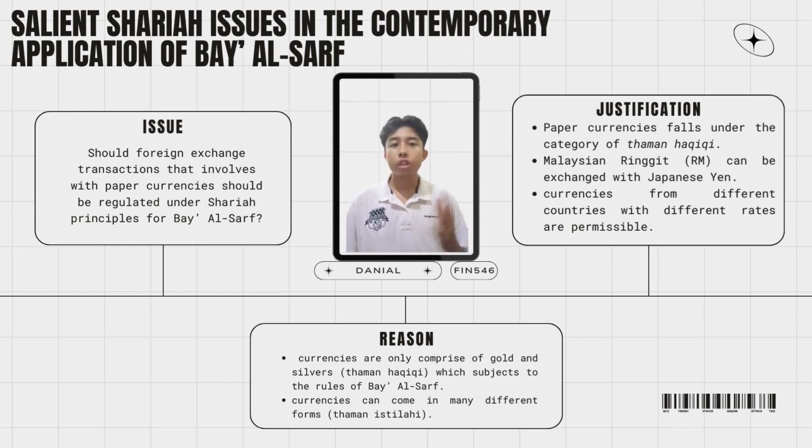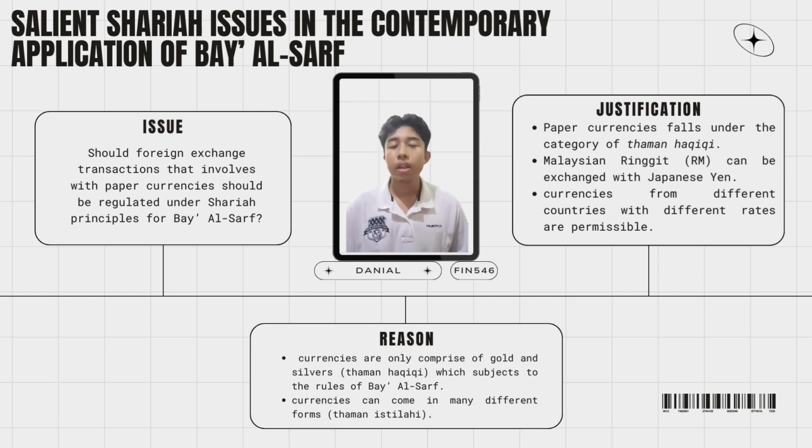The issue is, should foreign exchange transactions that involve paper currencies be regulated under Sharia law for Bai Asaf? The reason behind the issue is that there are two different schools of thought regarding paper currencies. First of all, some Muslim scholars, including contemporary scholars in the mid-1900s, believe that currencies are only comprised of gold and silver, which is thaman haqiqi, which is subject to the rules of Bai Asaf. Meanwhile, the majority of contemporary scholars take the view that currencies can come in many different forms, or thaman istilahi, not only those with known intrinsic values like gold and silver, which is unrelated to Bai Asaf rules.